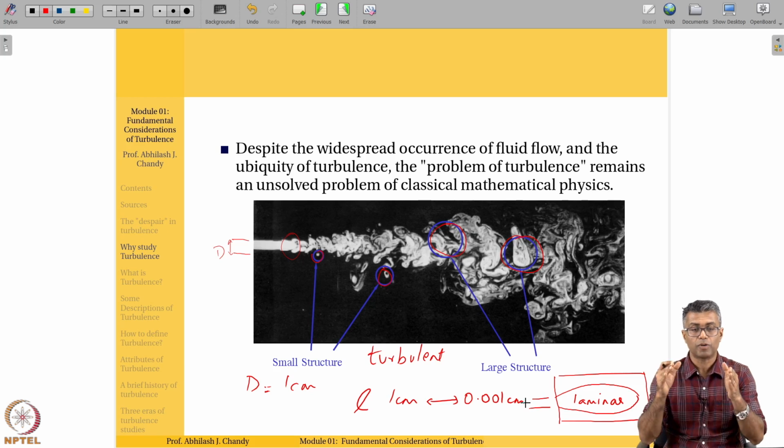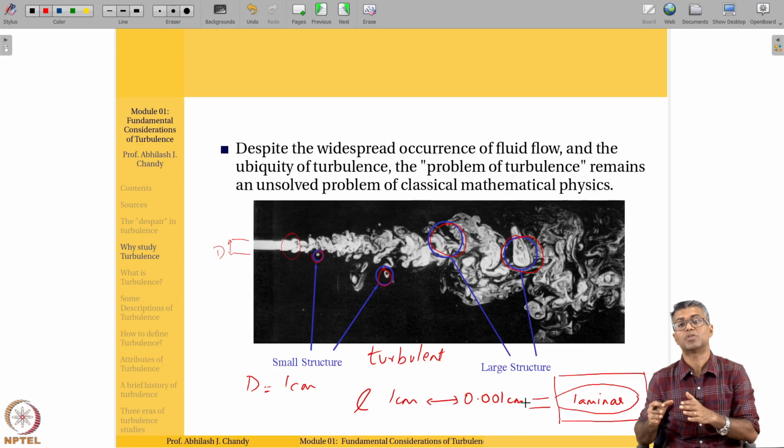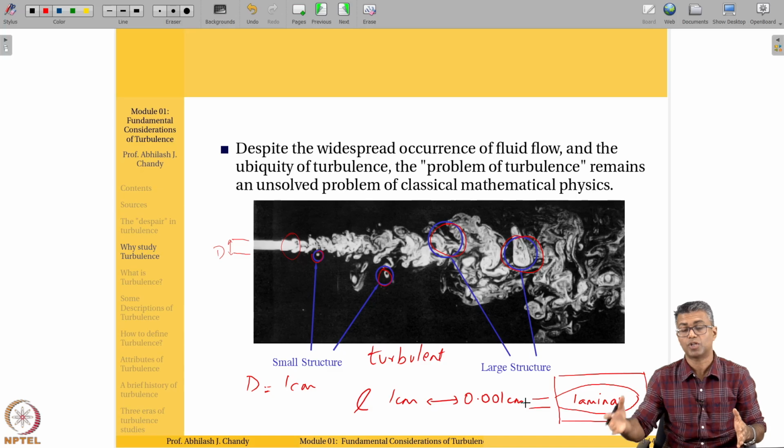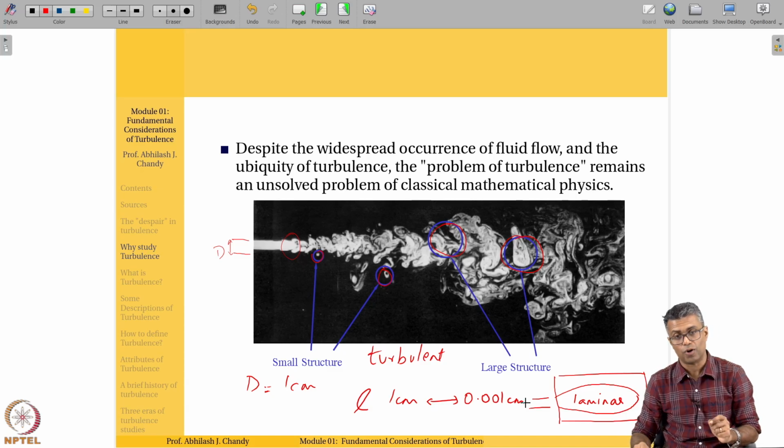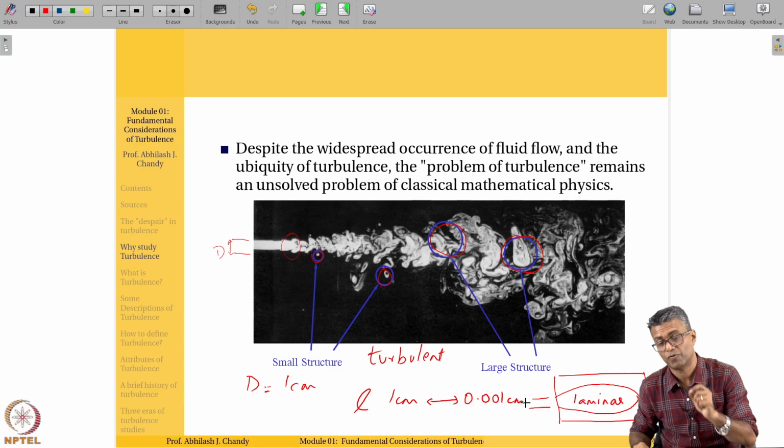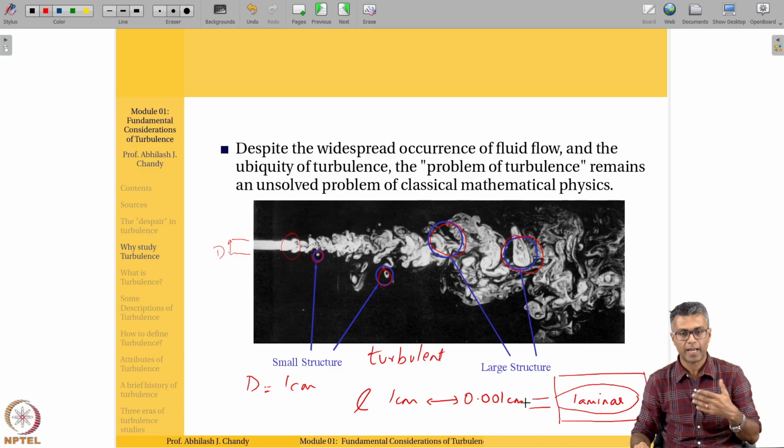But we are talking about ranges of length scales that go 2 orders of magnitude, 3 orders of magnitude, 4 orders of magnitude, depending on what the Reynolds number of the jet is. I'll describe Reynolds number in more detail in the next few classes. But the wide range of length scales that you have is staggering.